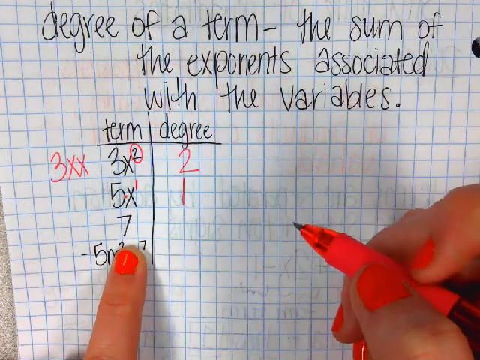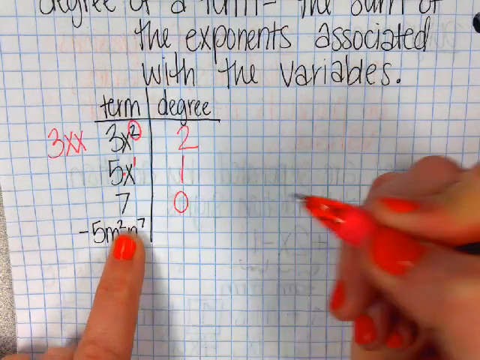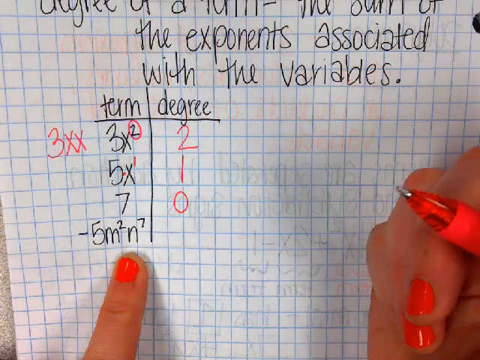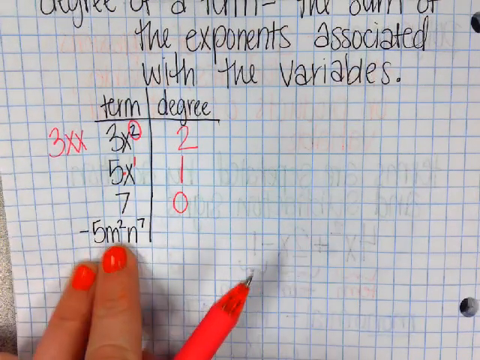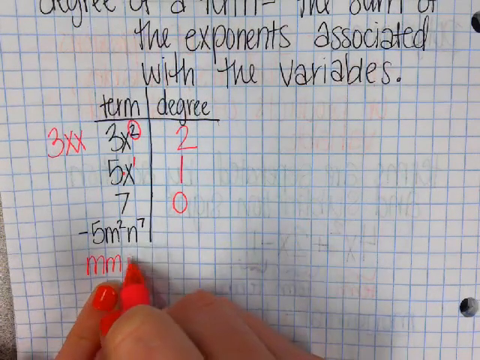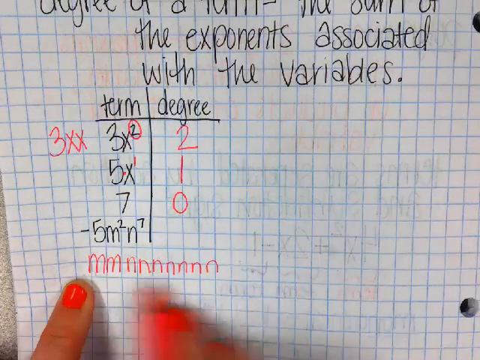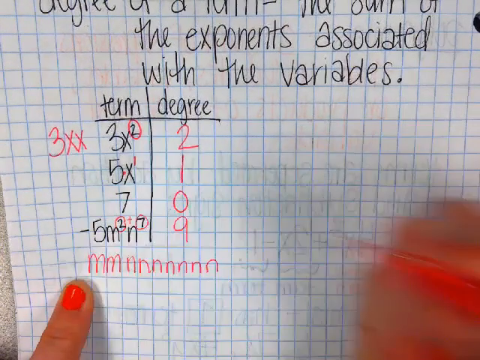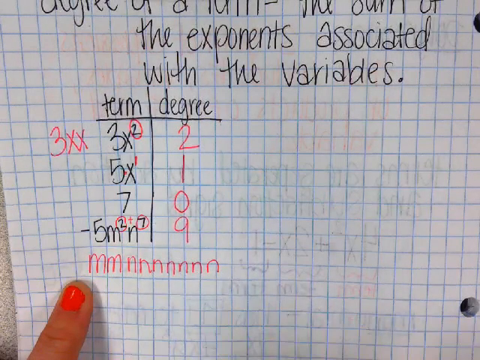Okay, now this one. How many variables do you have multiplying? 0. So you would say a degree of 0. Okay, so if you have, it is 9 because we have m squared, so that's m times m, and then n to the 7th is 1, 2, 3, 4, 5, 6, 7. So there are 9 total, or 2 plus 7 is 9.